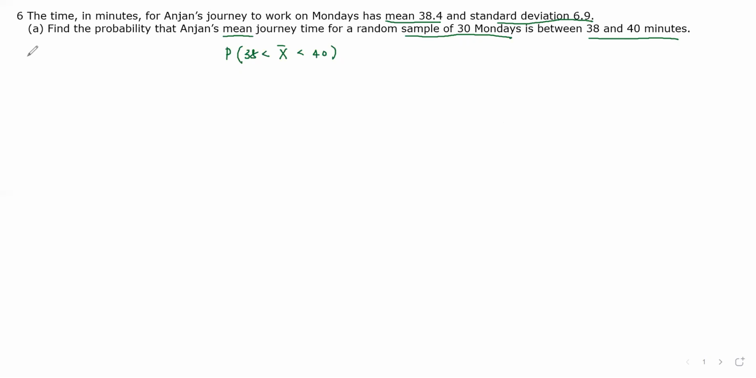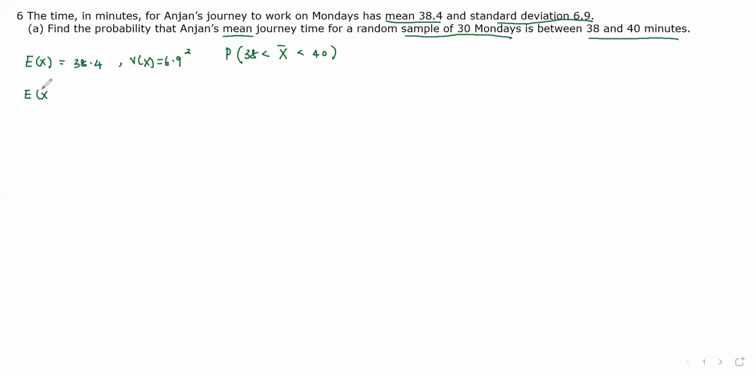We are given that the expected value of X is 38.4 and the standard deviation is 6.9, so the variance of X is 6.9 squared. We need to find the probability that X bar is between 38 and 40, so we need to know the distribution of X bar.